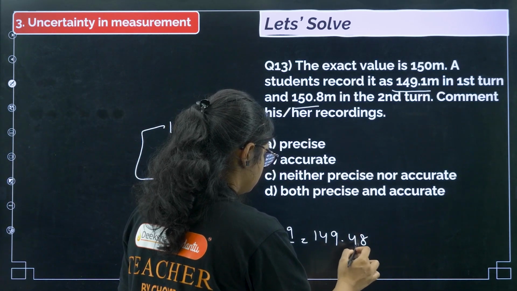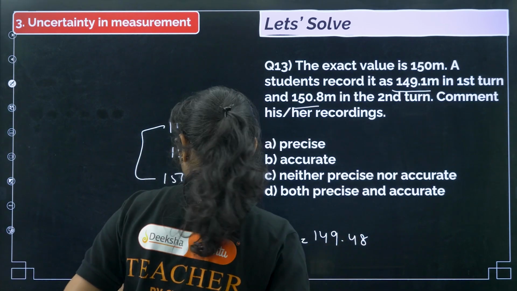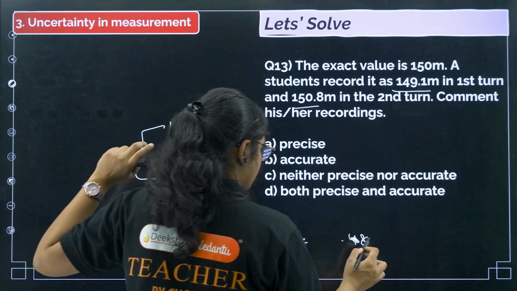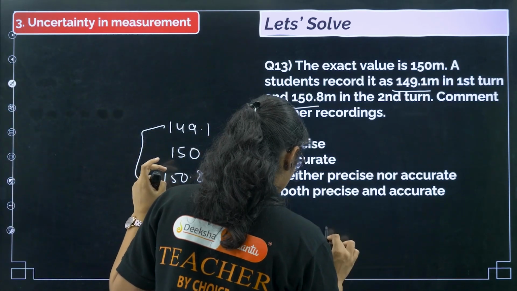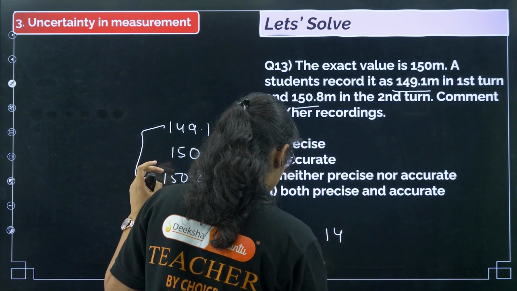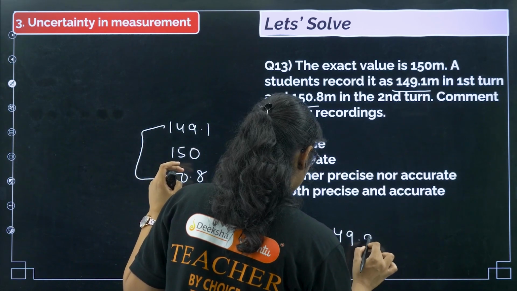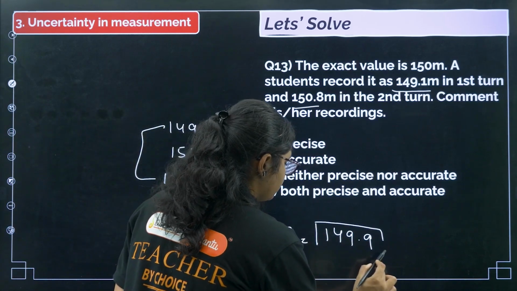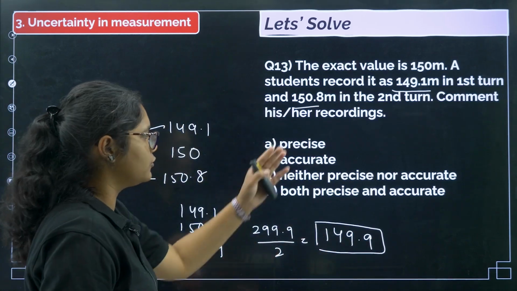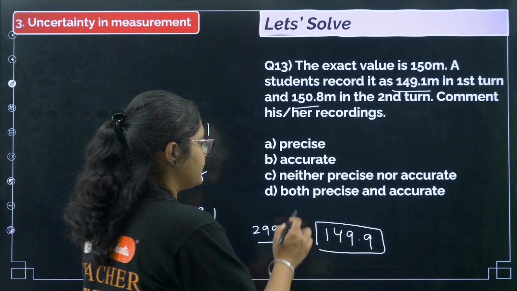Just a second, let me divide it properly. 2 1s are 2, 2 4s are 8, then I have 19, so 2 9s are 18, again 1, so I will get 149.95. So I can say that the average value is very close to the actual value, which is 150 meters, right? So it is definitely accurate.